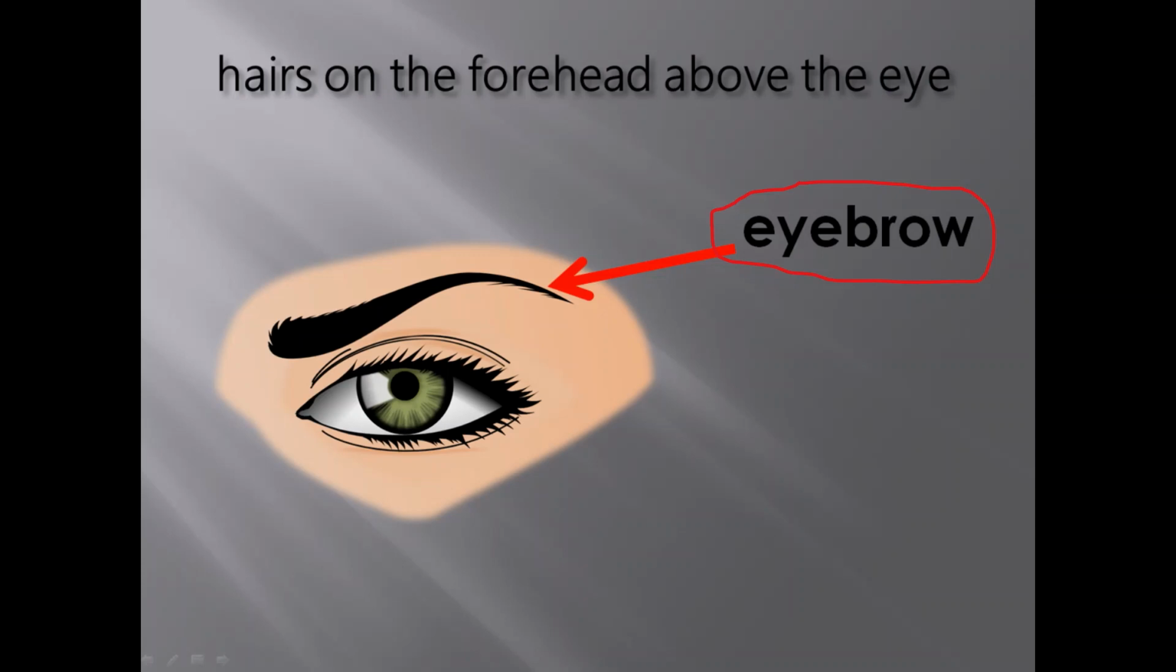The eyebrow is basically the hairs on the forehead above the eye. Again, what I'm circling here, that's your eyebrow. And of course, as we know, eyebrows come in various different types. So, okay, that's what an eyebrow is.